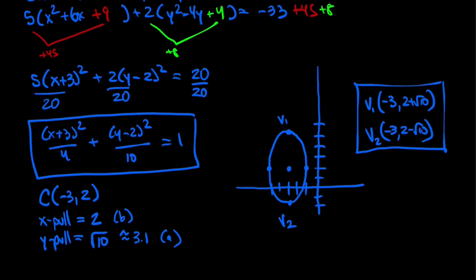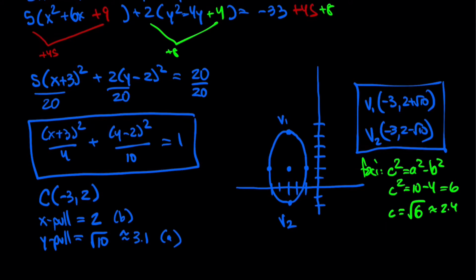So now let's find the foci. Remember, for an ellipse, it's c squared equals a squared minus b squared. So that's going to be 10 minus 4, that's 6. So c equals square root 6, which is approximately, I don't know, ballpark it, 2.4. So from your center, you go up about 2.5. That'd be F1. Go down 2.5. That'd be F2. So now what are those coordinates for F1 and F2?